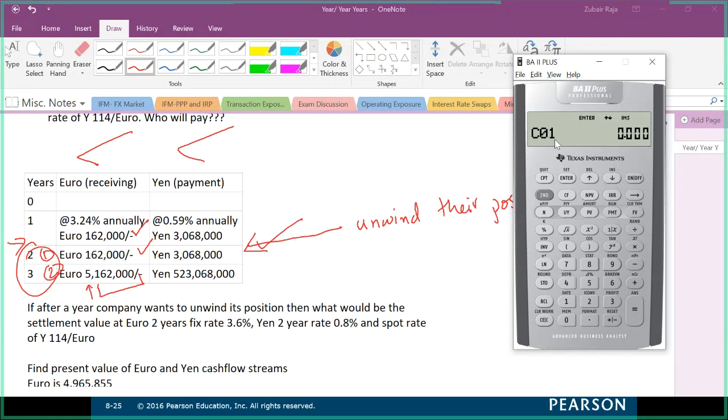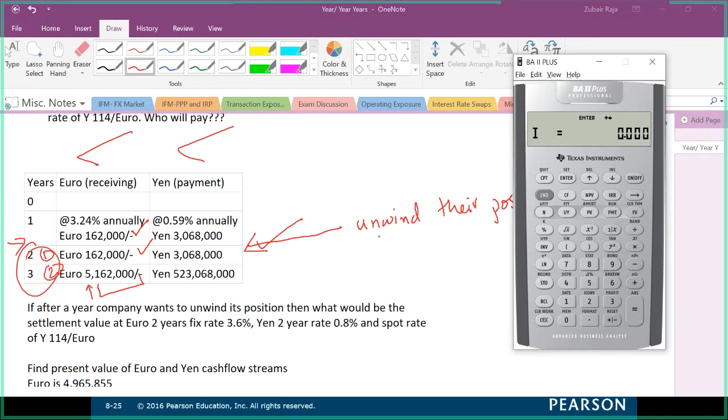So the first unique cash flow is 3,068,000, right? Minus, enter. What is the second unique cash flow? C02, that is actually 523,068,000, minus, enter, and then NPV.